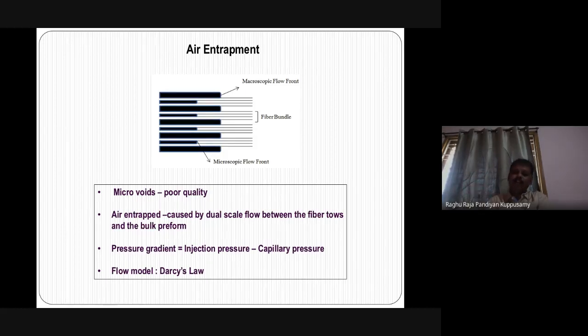The flow model used here is also Darcy's law. One more equation is imposed here: PV by T is equal to constant within the air void. This is another condition you have to impose to find out how much air is entrapped with the complete mold filling.